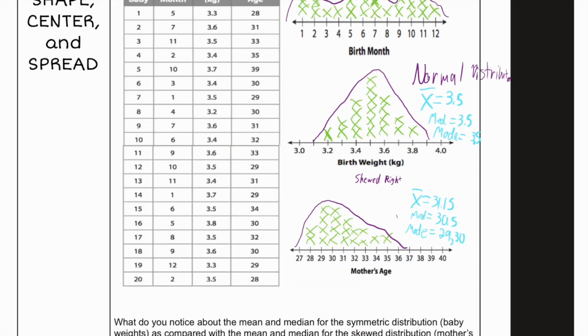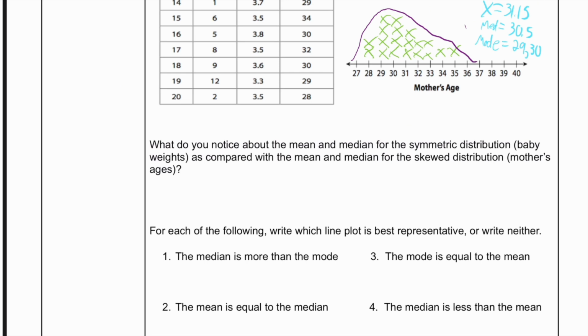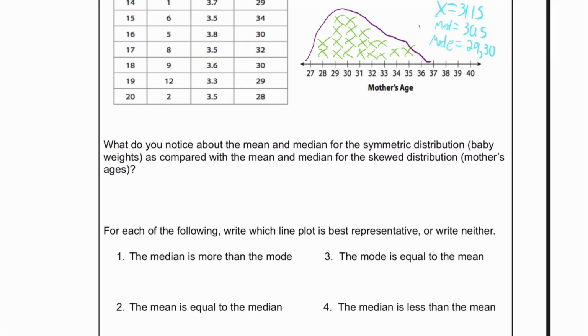And so that's what we can notice, that the symmetrical one has the same mean and median. Skewed has different mean and medians.